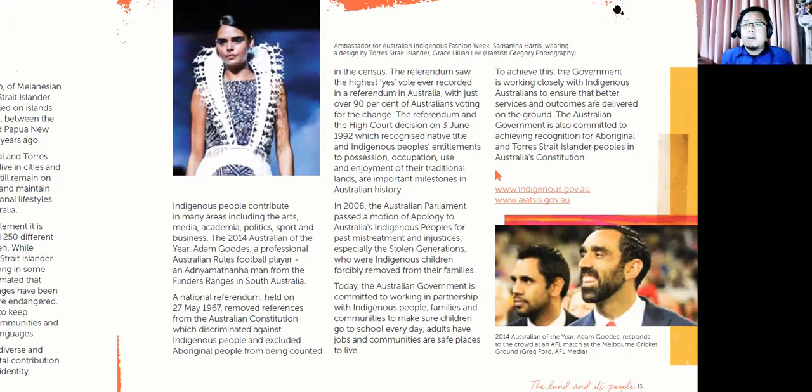To achieve this, the government is working closely with Indigenous Australians to ensure that better services and outcomes are delivered on the ground. The Australian government is also committed to achieving recognition for Aboriginal and Torres Strait Islander peoples in Australia's constitution.